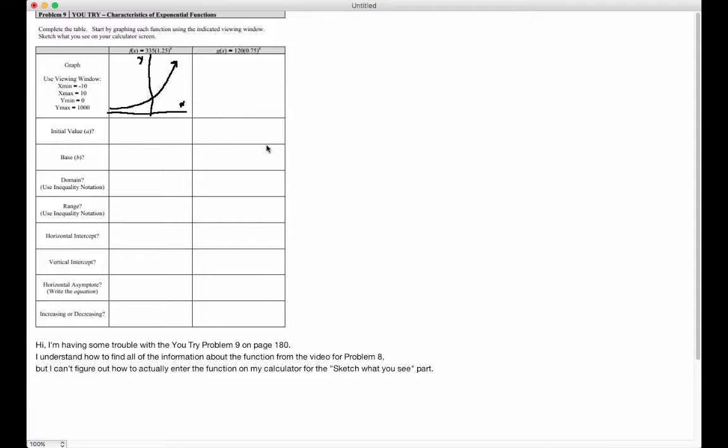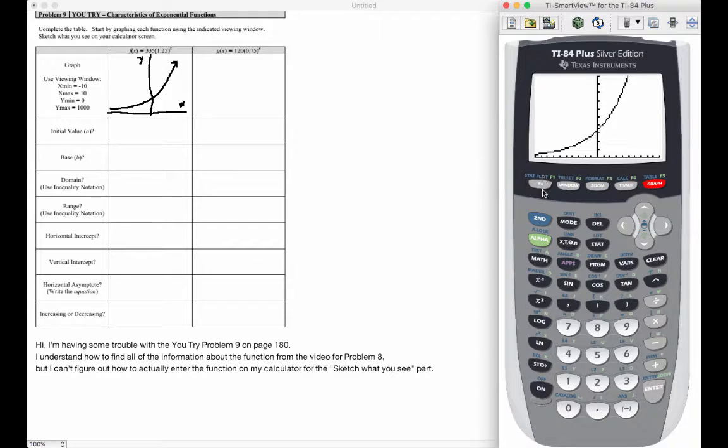Okay. All right, now they ask us to do the same thing, but this time change the function. We don't have to change our window, which is kind of nice. So let's go change our function to, clear this one out of here, 120 parentheses 0.75. So we can see already this is going to be a decay function because the base is less than 1 raised to the x power. Don't mess with the window this time and press graph, and sure enough we get an exponential decay function.